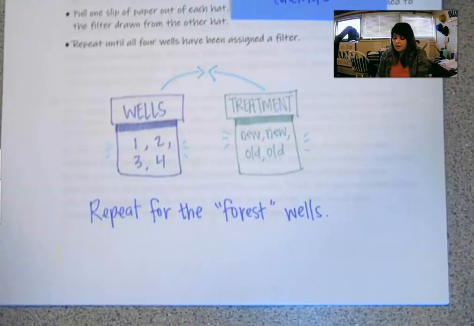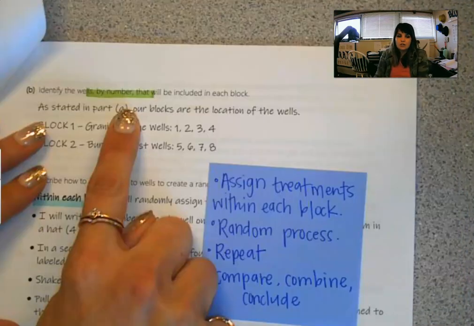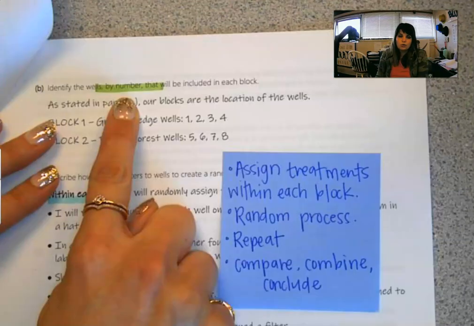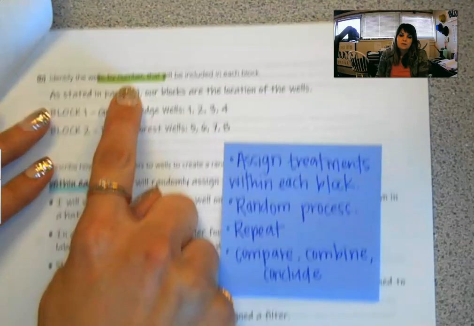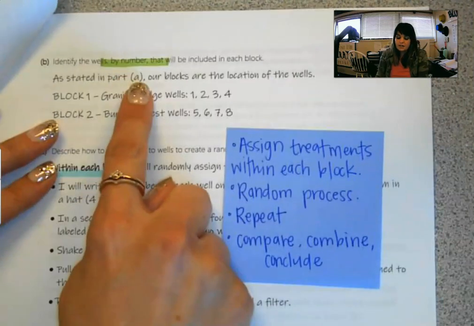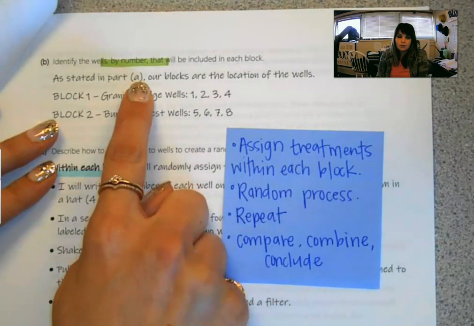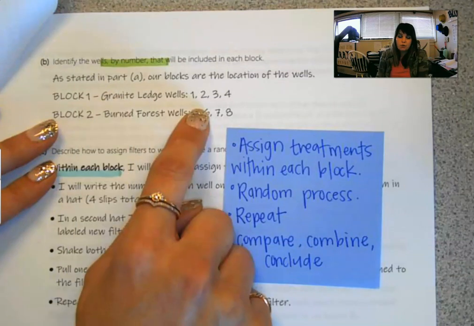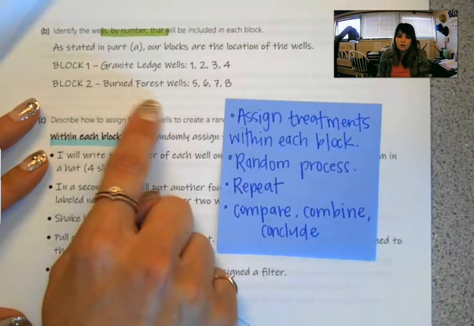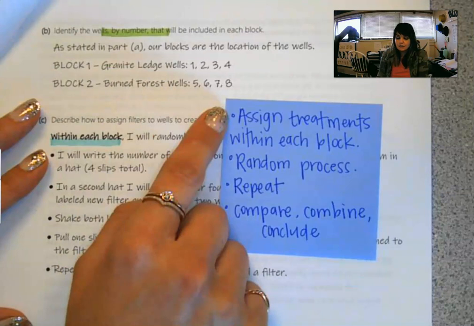Part B, many of you guys missed it because you didn't do what they told you, which was identify the wells by number that are in each block. So I have here, as stated, our blocks are the location of the wells. Block 1 is going to be the granite ledge, 1, 2, 3, 4. Block 2 is going to be the burned forest, 5, 6, 7, 8.